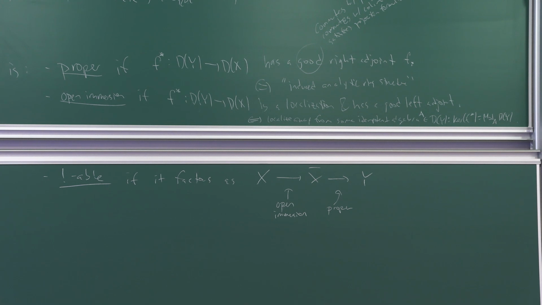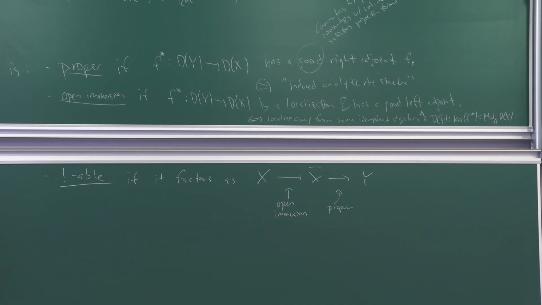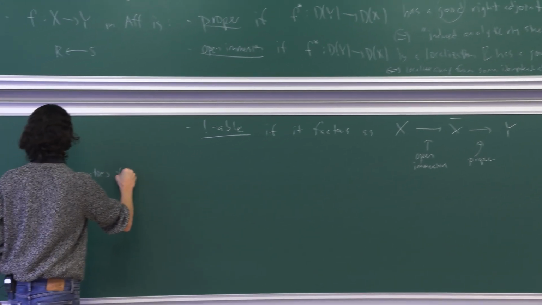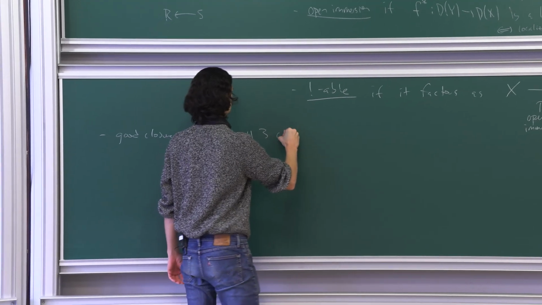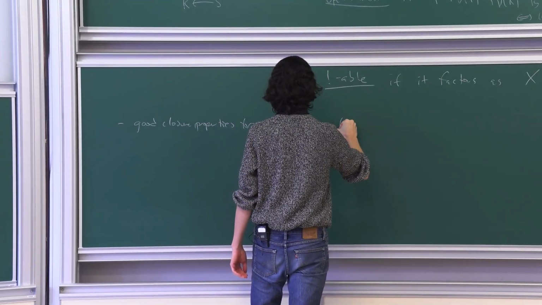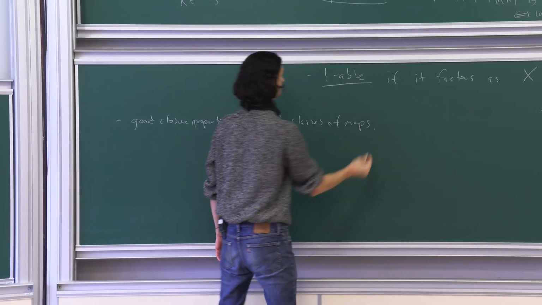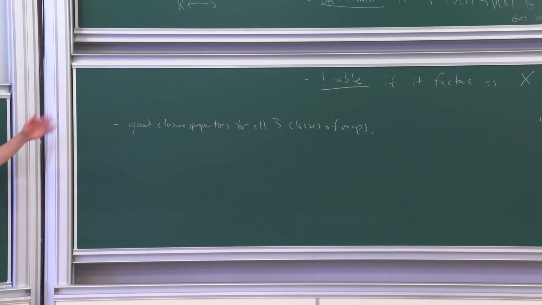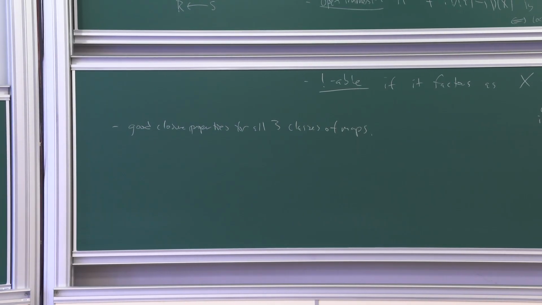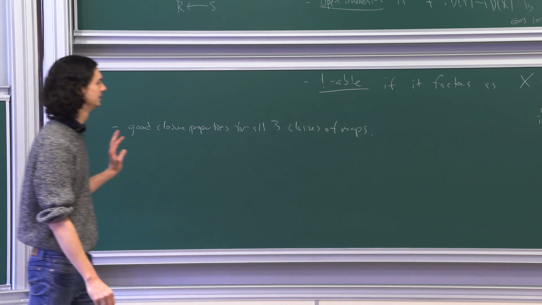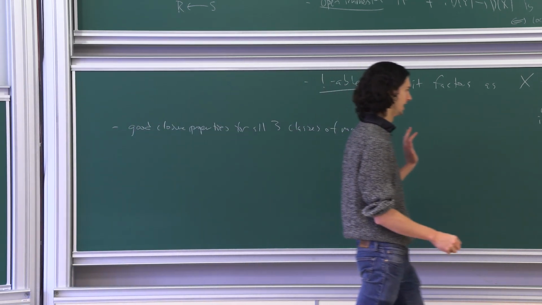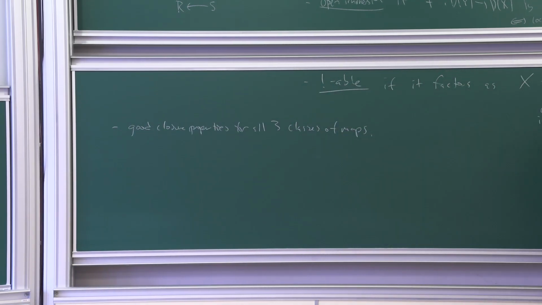And then there are good closure properties for all three classes of maps. So closed under composition, closed under base change, contains all isomorphisms, and this kind of half of the 2 out of 3, or 2/3 of the 2 out of 3 properties.